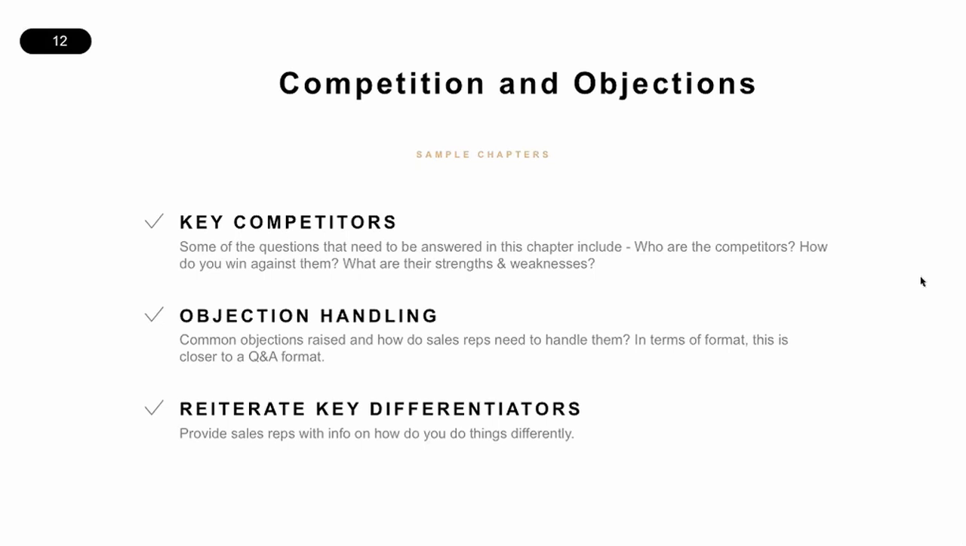Objection handling, one of the most critical chapters in the whole playbook, is often done in the format of a Q&A or a role play, trying to run sales reps through scenarios of common objections that their solution might face. Now, it could be a competitor-led objection. It could be there is no need for this solution kind of an objection, or any of these other scenarios that you can think of for your product.